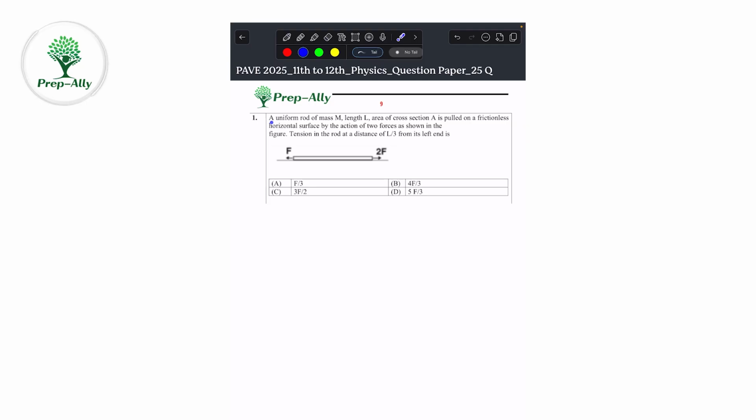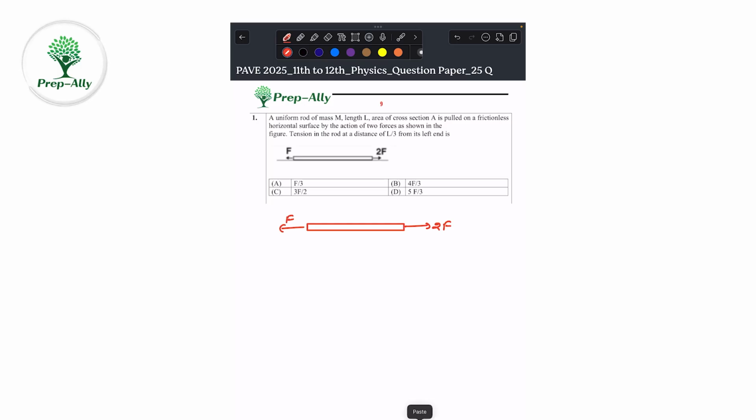So the first question is saying a uniform rod of mass m, length L and area of cross section A is pulled on a frictionless horizontal surface by action of two forces as shown in the figure. Tension in the rod at a distance L by 3 from its left end is. So from here we have to go L by 3, so this will become 2L by 3, and here we have to find tension. So I say the rod is like this again, and in this direction the force is 2F and in this direction the force is F.